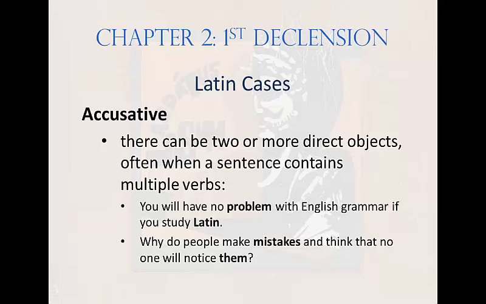Why do people make mistakes and think that no one will notice them? There are again two direct objects in this sentence, each attached to one of its two verbs. Make, which has as its direct object mistakes, and notice, which has as its direct object them.